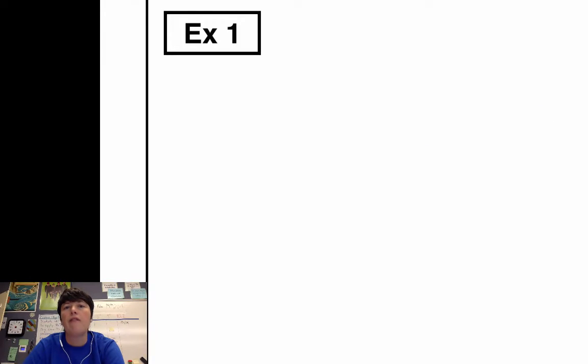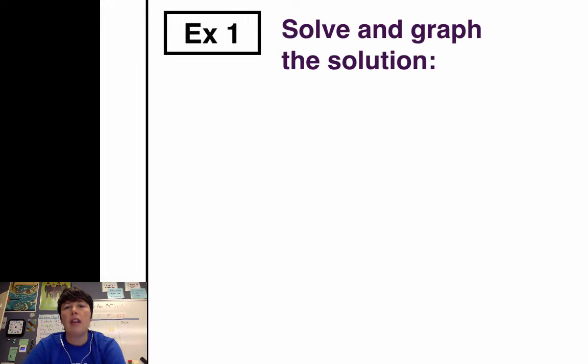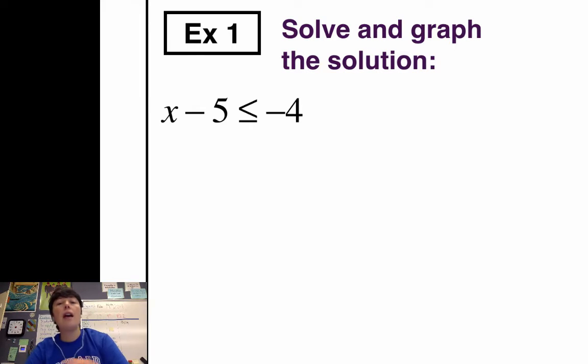We're going to jump into our first example. So example 1, where we're going to solve and graph the solution. So our directions today are solve and graph. And the problem that we're doing is x minus 5 is less than or equal to negative 4. So x minus 5 is less than or equal to negative 4. Take a moment and write that down in your notebook.